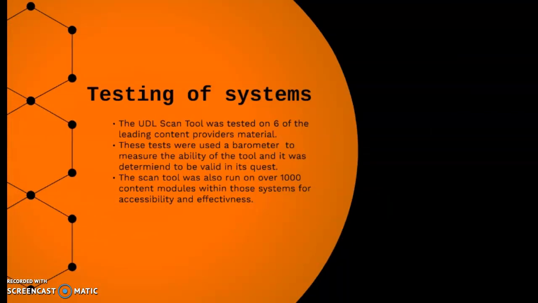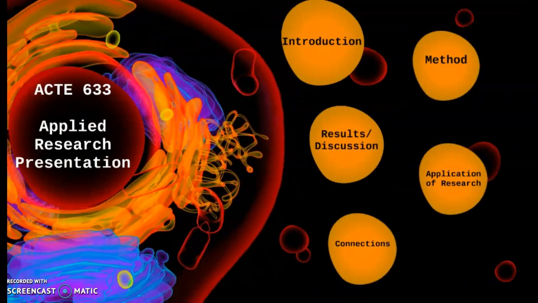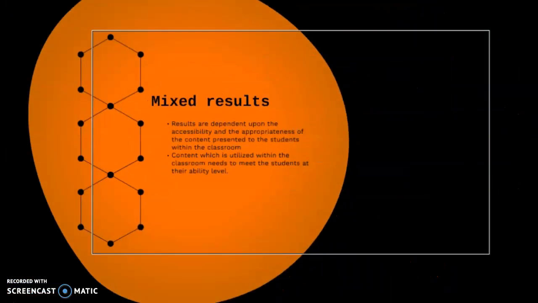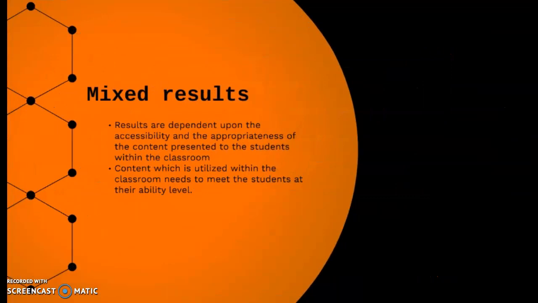The tool was originally used on 6 leading content providers in online education, and that was their barometer test to see if this tool was valid, and it was determined to be. They then continued to run the tool on over 1,000 content modules within those systems to check for accessibility and effectiveness. As far as their results, their main findings, they determined that it was kind of a mixed bag.